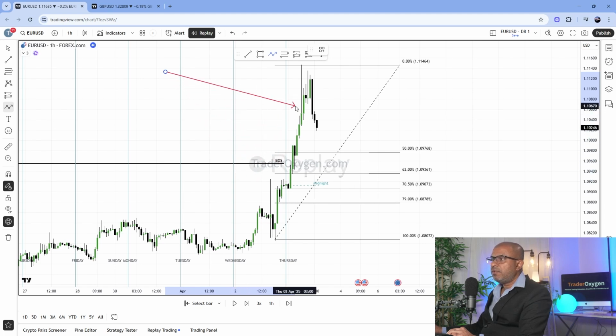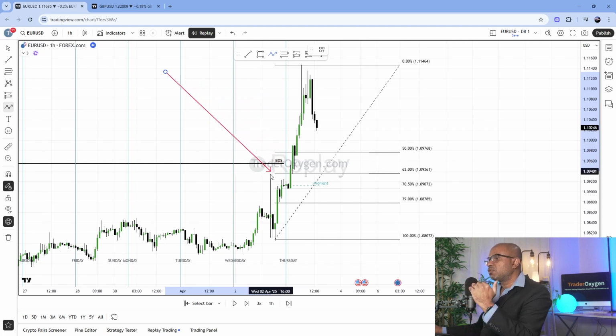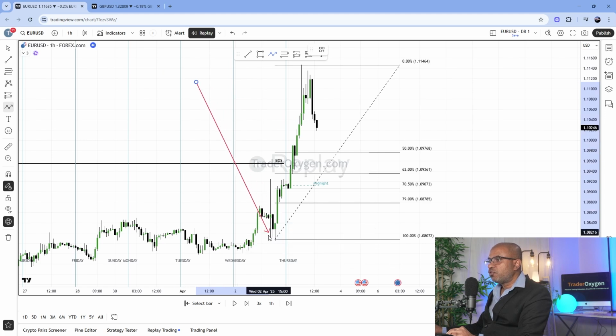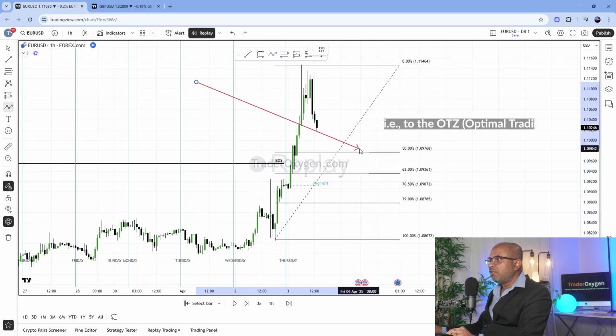One important point in optimal trade entries: you have to see a break of structure in the direction of the trend and also a powerful displacement. That will increase the probability of your optimal trade entry being a winning trade. Then what you do is draw a fib tool from this swing low to this swing high, and wait for the price to retrace into fib 62%.